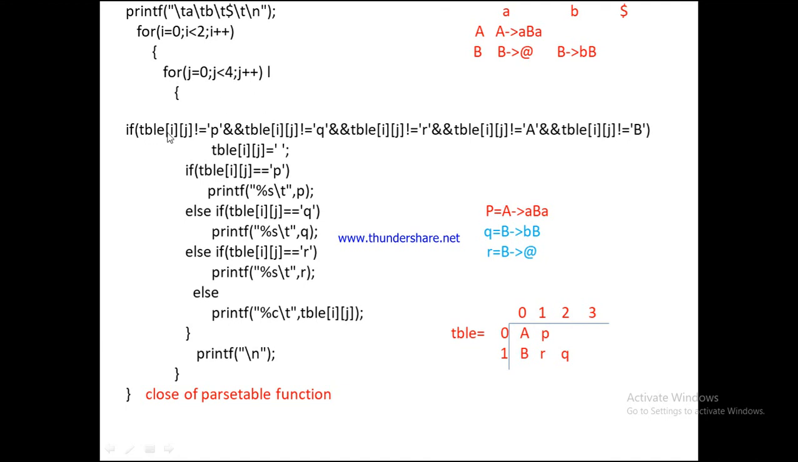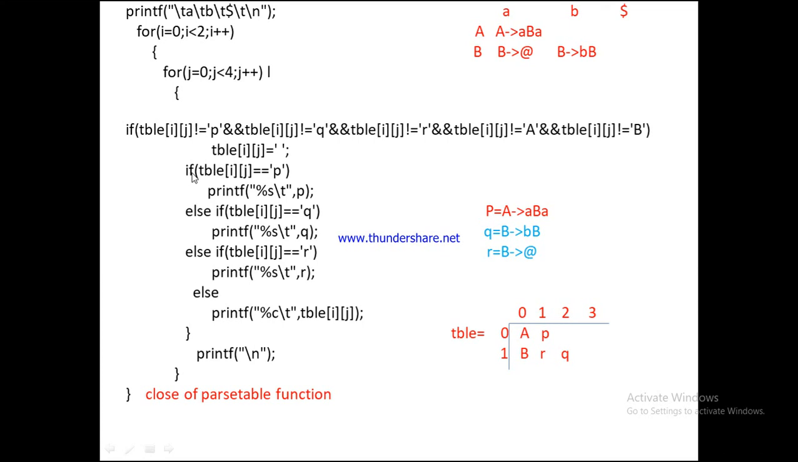So now what is table of 0 0? It is equal to A. Is it not equal to P? Yes. Not equal to Q? Yes. Not equal to R? Yes. Not equal to A? No. It is equal to A. This will become false, and here all are AND operations only. So that's why this condition will make this if statement false. I am checking whether any of these conditions is false or not. So this is the one which is making it false. That means this will not be executed.